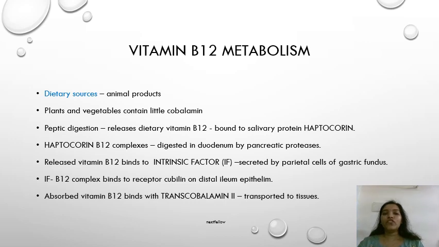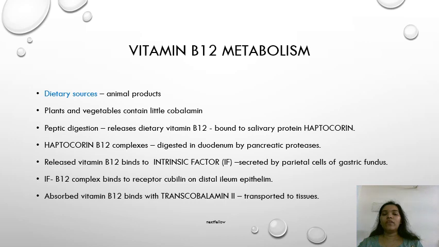The peptic digestion will release the dietary vitamin B12 which is bound to a salivary protein haptocorin, also called R binder. So this protein will coat the vitamin B12 and prevent its digestion within the stomach. Once it enters into the duodenum, the pancreas will secrete proteases, and these proteases will digest the haptocorin vitamin B12 complex and release the vitamin B12.